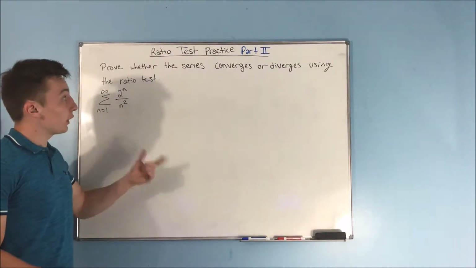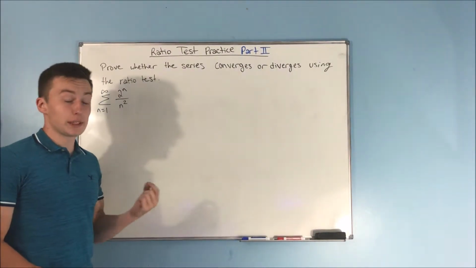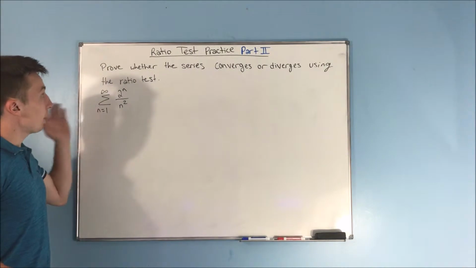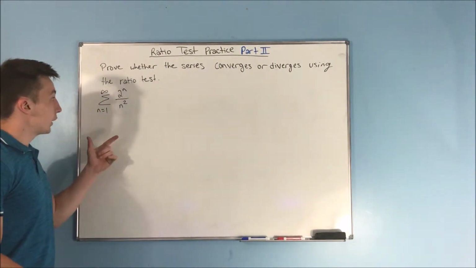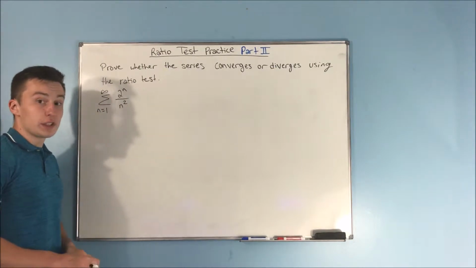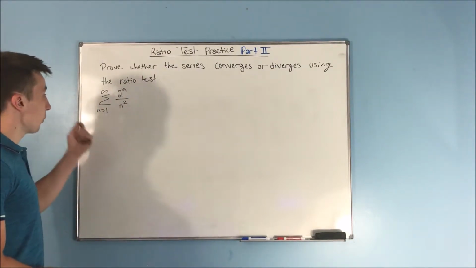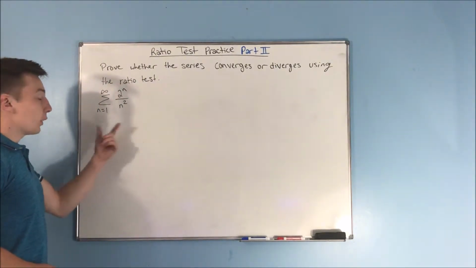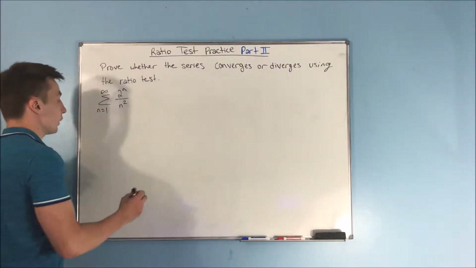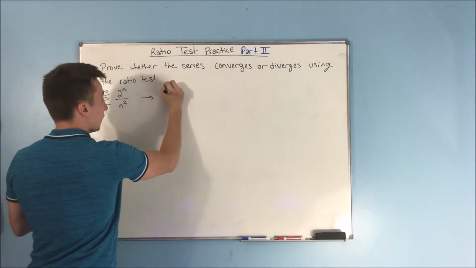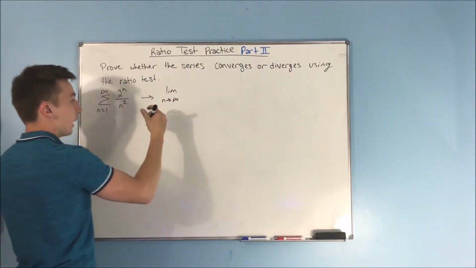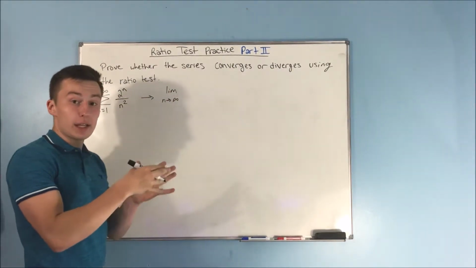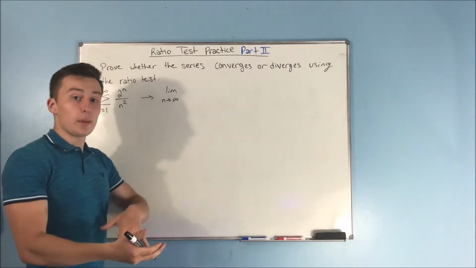Alright, so this video is going to be part 2 of our ratio test practice. Again, we're being asked to prove whether the series converges or diverges using the ratio test, and we have our first series up on the board, the sum from n equals 1 to infinity of 2 to the n over n squared. So we can write this as the limit as n approaches infinity of the absolute value of a sub n plus 1 over a sub n.